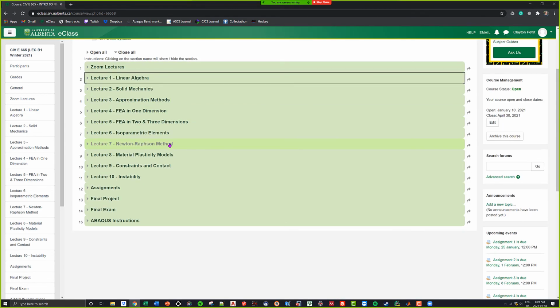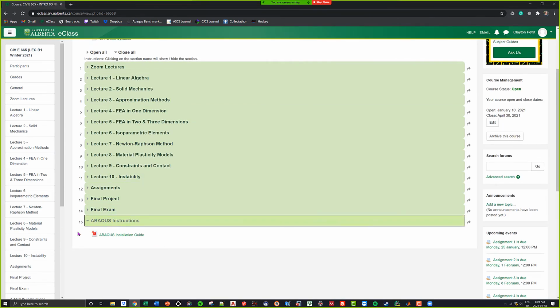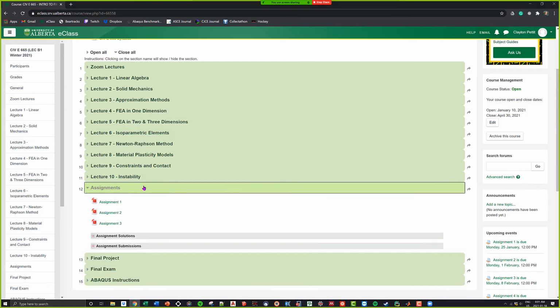As well, you were having trouble with Abacus, so I have a new Abacus installation guide. A lot of you said that this one does work, so if you want to install Abacus, this is the way to go. But don't worry about it too much right now. We won't get into Abacus until about lecture 5, so you have plenty of time to download it. For the first couple of assignments, we're mainly dealing with Mathematica because we are still more or less in the theory section. We haven't really got into the finite element program yet.